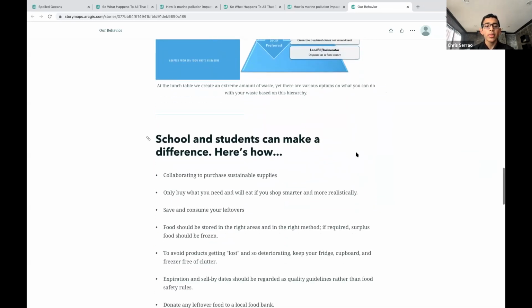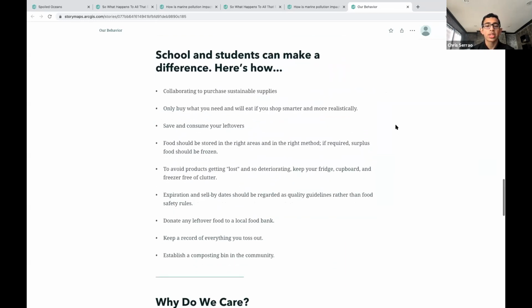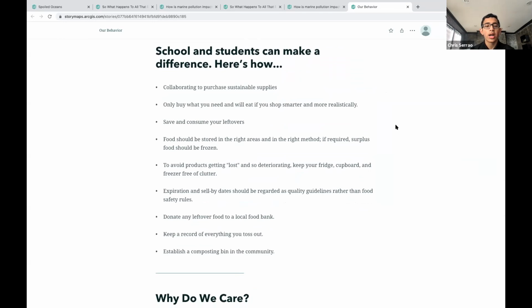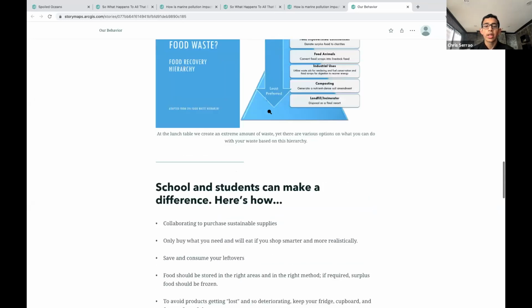And here are some other things that we thought were good suggestions. I think this is probably an interesting one: collaborating with other schools, like instead of buying small amounts of supplies, buying sustainable supplies with all of the schools in New Jersey, which is going to reduce the cost by a quite significant margin. And obviously leftovers, make sure to eat them later, and compost.